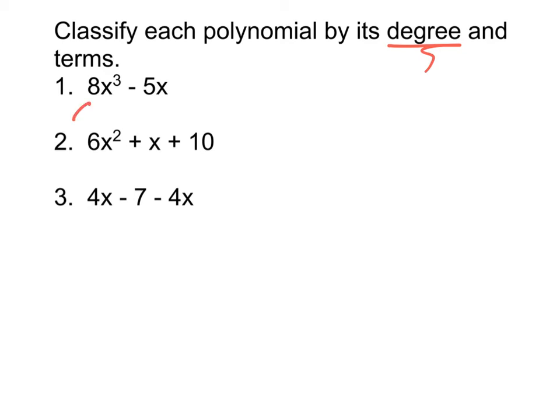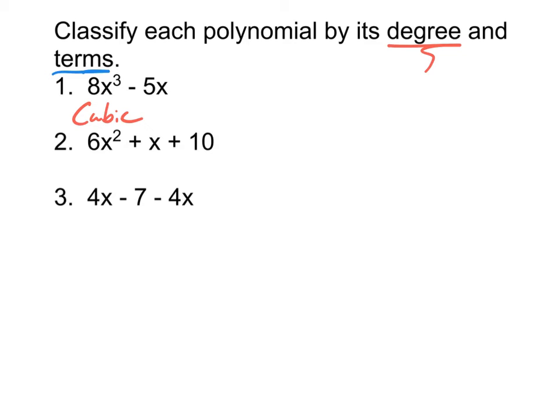Yes, it is cubic. So we find that in our notes there. And then the second part is classifying it by its terms. That basically just means by the number of terms. Now in this particular example, I'm going to see a term here. The 8x cubed is a term. And then this negative 5x, because it's subtracting 5x, that is also a term. So there's a grand total of 2 terms here.